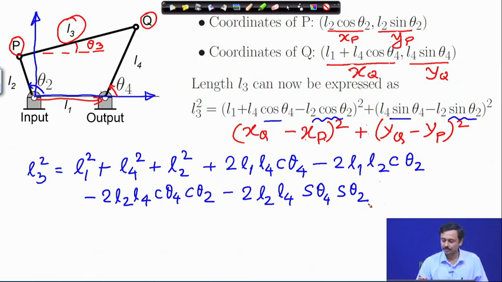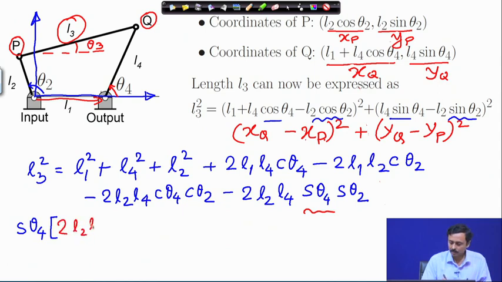Now, I can rearrange it like this: sin theta 4 times. Let me see what are the sin theta 4 terms. So, here I have the sin theta 4 term, so this becomes 2 L2 L4 sin theta 2.